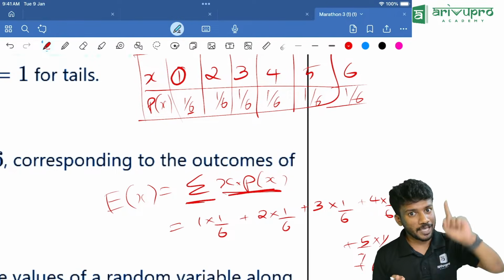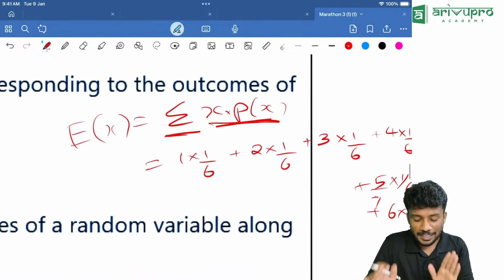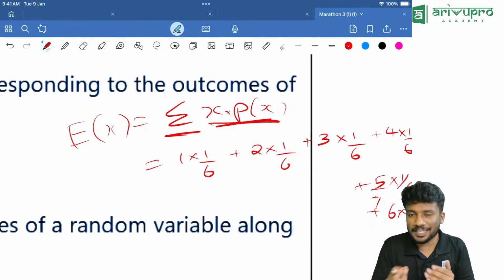Now, if you watch the calculation trick video, you can easily do this question without even taking LCM and all.